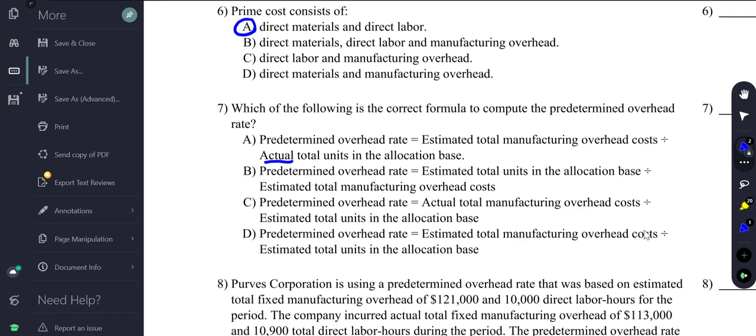That's incorrect. Predetermined overhead rate is equal to estimated total units divided by estimated total cost. This is backwards. We don't want to do that, so that's not correct. We're not going to divide units by costs. Predetermined overhead rate is equal to actual total manufacturing costs. Again, this is incorrect because we're looking at estimated total manufacturing costs. The answer here is going to be letter D, because predetermined overhead rate is going to equal the estimated total manufacturing cost divided by the estimated total units in the allocation base.